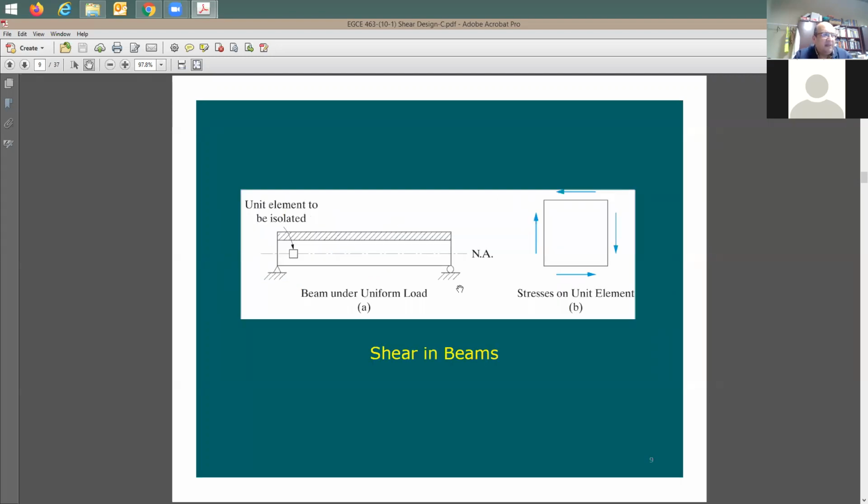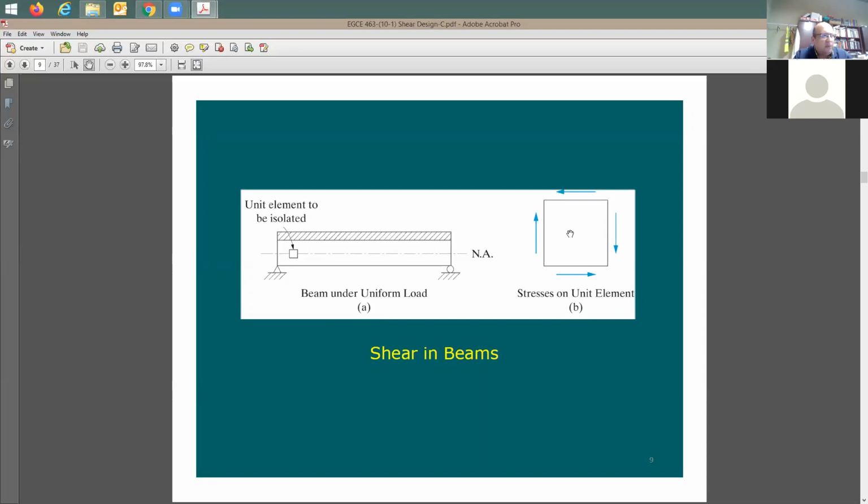Here is one of the beams that you'd like to study. It's going to be the location of the stress element. If the stress element here is going to be taken at the neutral axis location, it means there are no stresses on both sides, on both faces here, which means the stress in the x direction is going to be equal to 0.